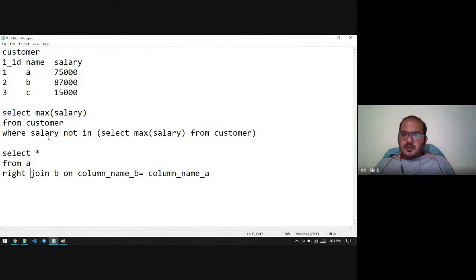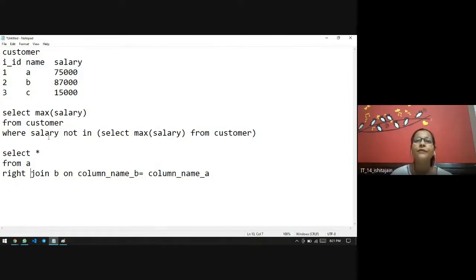Okay. Then order by. Order by, when we have a number of records and we want them in a particular order, like if we want them in ascending order or descending order, then we use order by. Order by is always used at the last line, maybe after the where we use the order by.